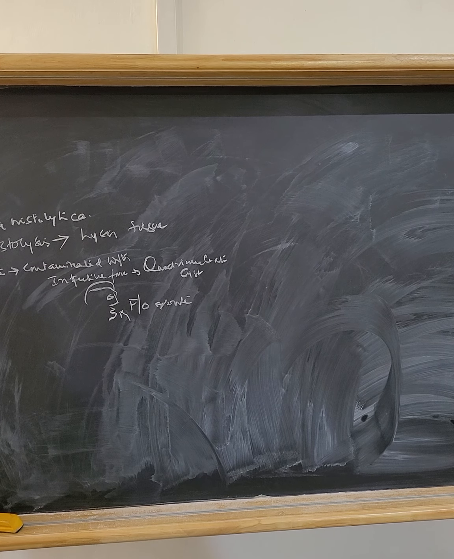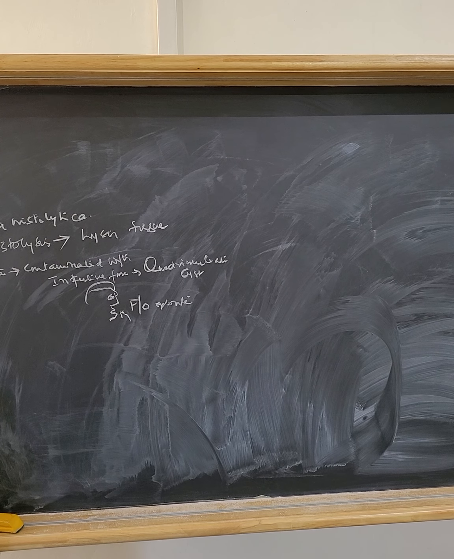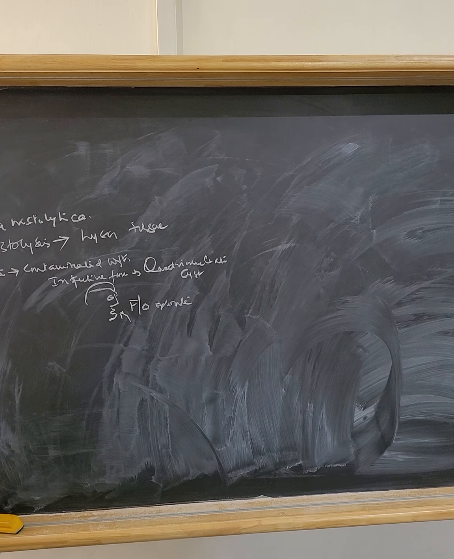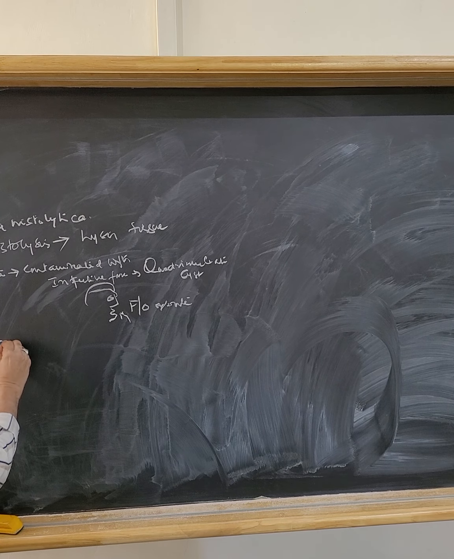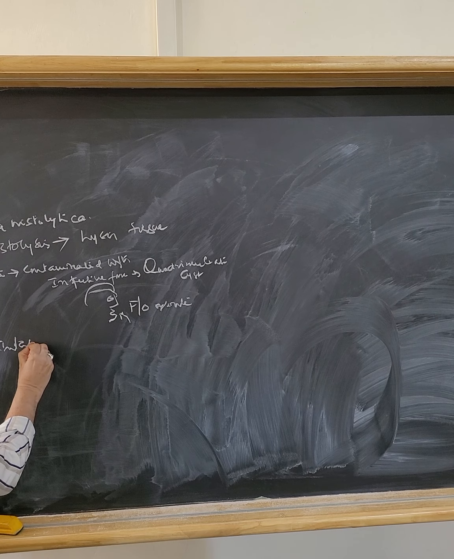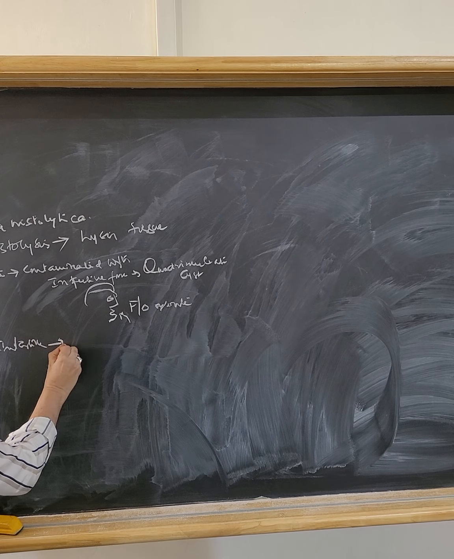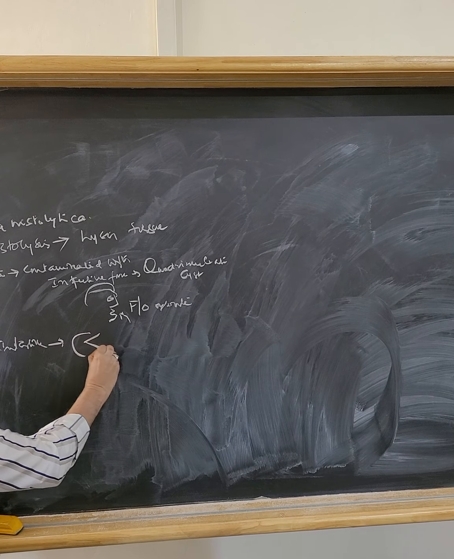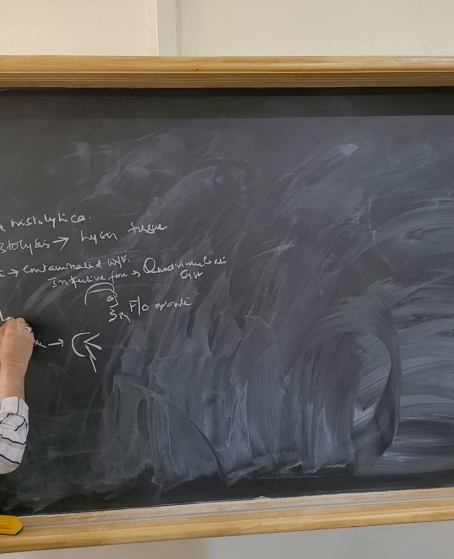When he eats food contaminated with cyst, especially quadrinucleate cyst, it passes through the stomach without alteration. In the small intestine, the cyst undergoes what is called excystation.